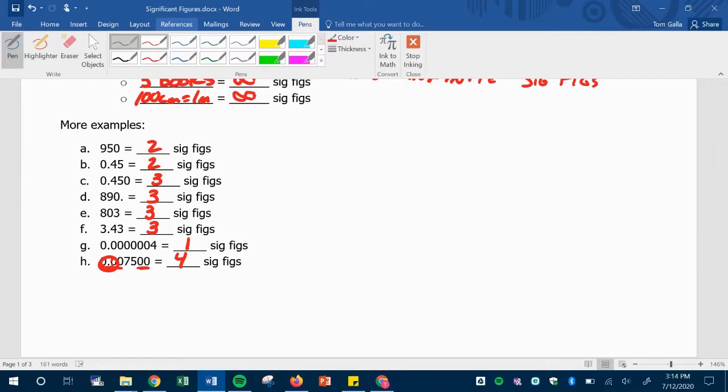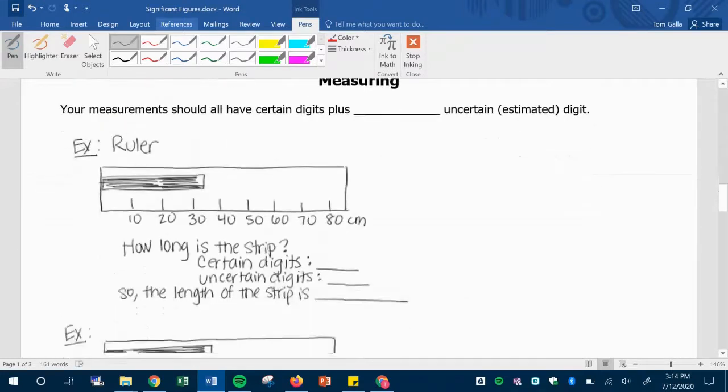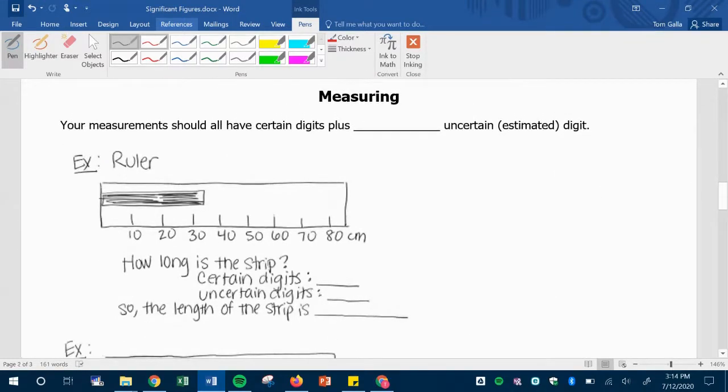Now let's talk about how sig figs actually relate to the idea of measurement. And so one of the big things that you're going to have to do in science is take measurements. And so your measuring should always have certain digits, meaning numbers that you're confident in, plus one uncertain or estimated digit. So for example, we have this strip of paper here, and we have this measurement system. Let's just call it a ruler. And so our question is, how long is the strip?